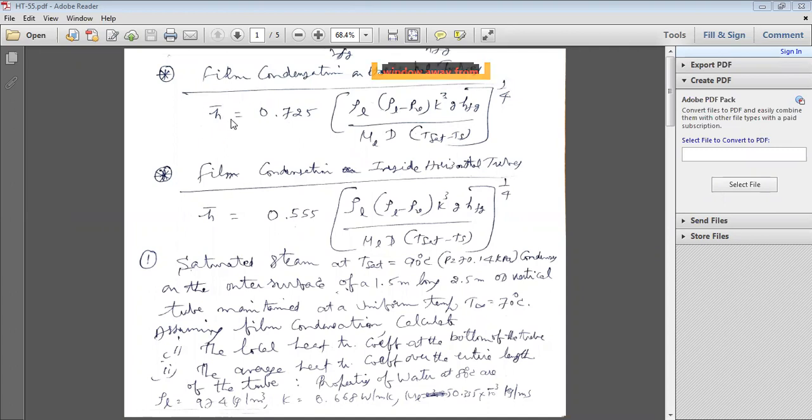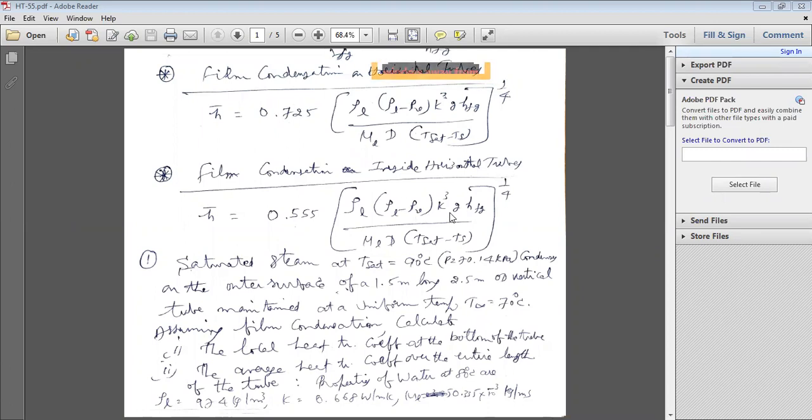Here h bar is the average heat transfer coefficient for film condensation on horizontal tubes. The vertical plate was already given yesterday. This is also given for horizontal tubes. The equation applies whenever the vapor condenses on the outside surface of the horizontal tubes. Average heat transfer h bar is equal to 0.725 into [rho L into (rho L minus rho v) into k cube into g into h fg divided by mu L into D into (T saturation minus T surface)] whole to the power 1 by 4. And film condensation inside the horizontal tubes.